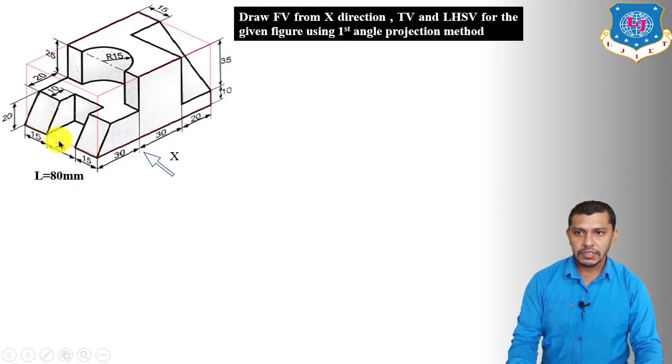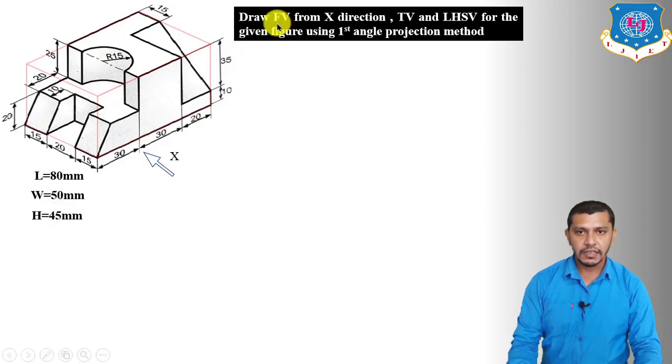Now this edge shows us the width of the object. That means the distance between this edge and this edge will give us the width of the cuboid. So it is 15 plus 20 plus 15. So the width of the cuboid is 50 mm. Now the height of the cuboid. So the distance between this bottom edge and this top edge will give us the height of the cuboid. So it is 10 plus 35. So the height of the cuboid is 45 mm.